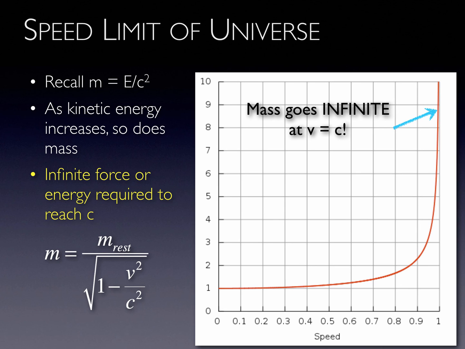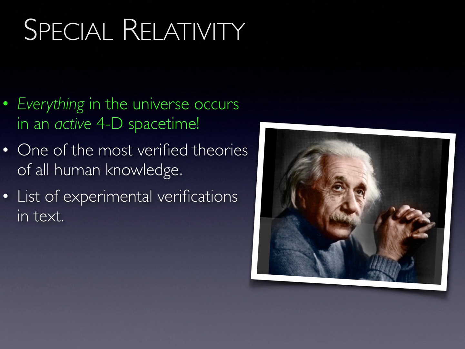If the speed of a moving object approaches the speed of light, the mass approaches infinity, as shown on the graph. Thus, no object with mass can travel at the speed of light. It would take an infinite amount of force or an infinite amount of energy to do so. Thus, the speed of light is the speed limit of the universe.